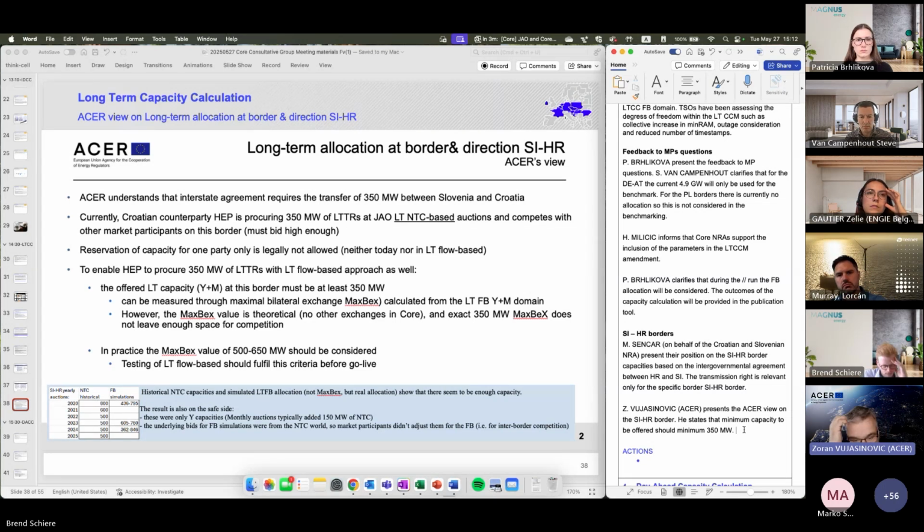Moreover, I was curious. I checked today max BEX values from flow-based day-ahead capacities. The max BEX for day-ahead, which speaks about connectivity of Slovenia and Croatia, is between 2.7 and 3.4 thousand megawatts.